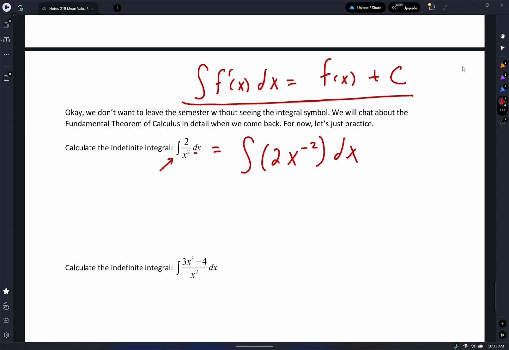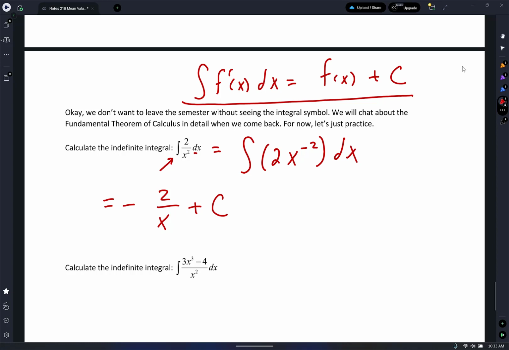Sometimes you don't see parentheses. Sometimes you just see the integral of 2x to the negative 2 dx, because it's known like that: the 2x to the negative 2 is your f prime of x. Well, we'll talk about that when we start doing FTOC. Okay, here we go. What's the antiderivative of that? Add 1 to that exponent and divide by that. So 2x to the negative 1 divided by negative 1. So negative 2 over x plus c. Is everyone okay with that?